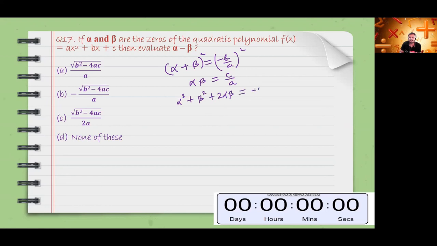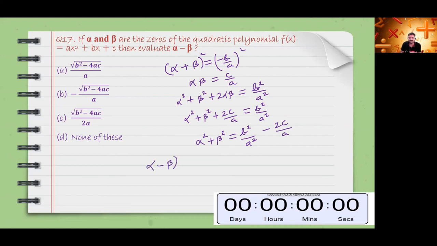माइनस का स्क्वायर वो प्लस हो जाएगा, तो ये b² upon a² आ जाएगा. सबसे पहली बात, यहाँ पे अल्फा बीटा का वैल्यू हम लोग यहाँ पे पुट कर देंगे, तो alpha² + beta² + 2c upon a will be equal to b² upon a². So what will be the value of alpha² + beta²? It will be b² upon a² minus 2c upon a.